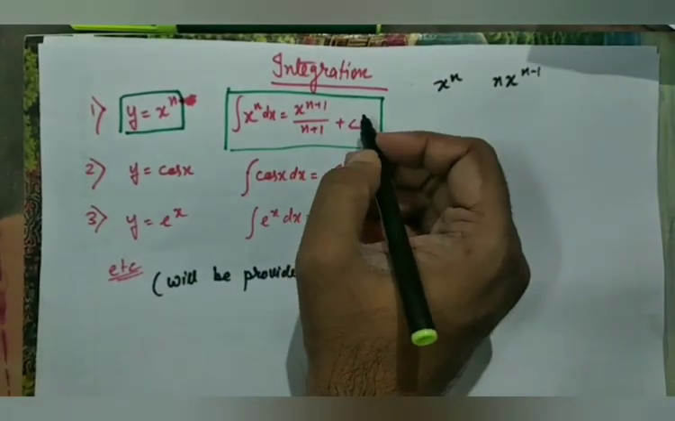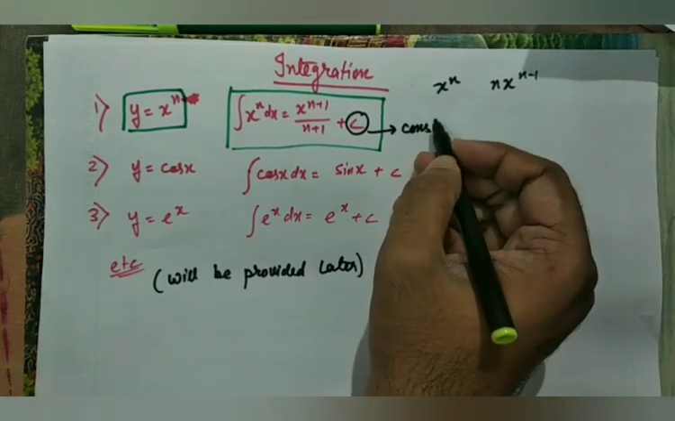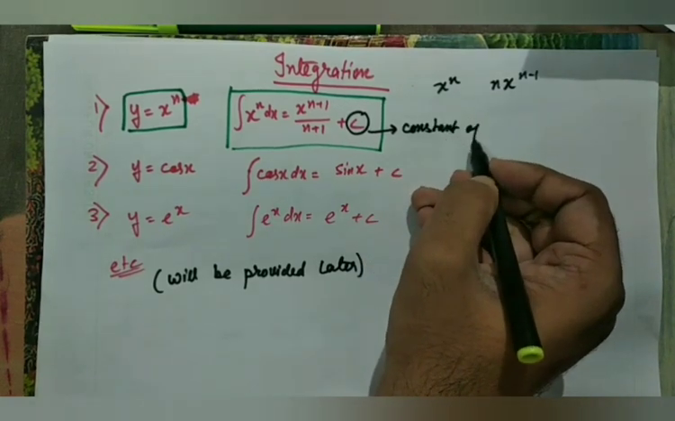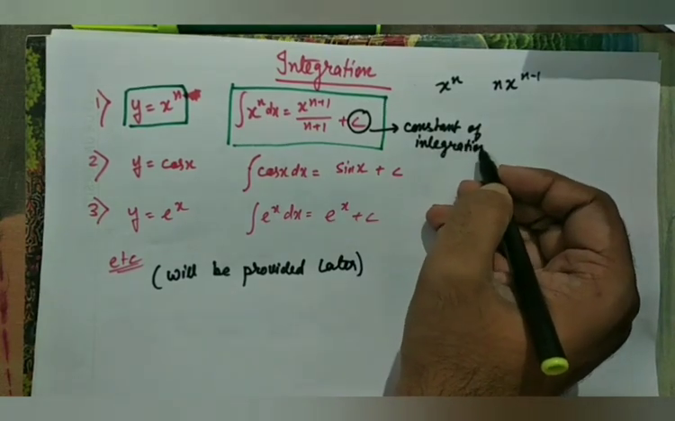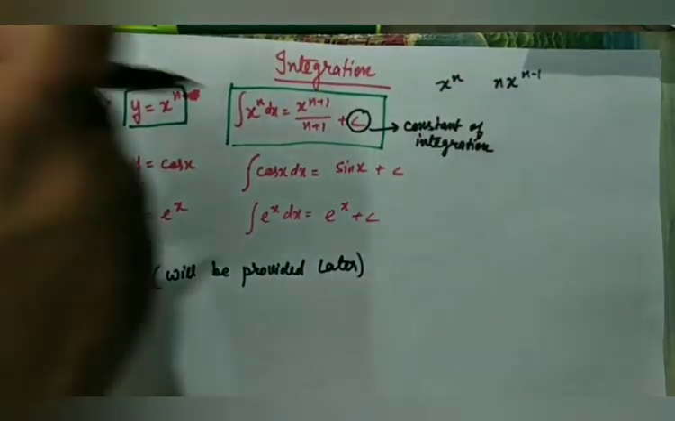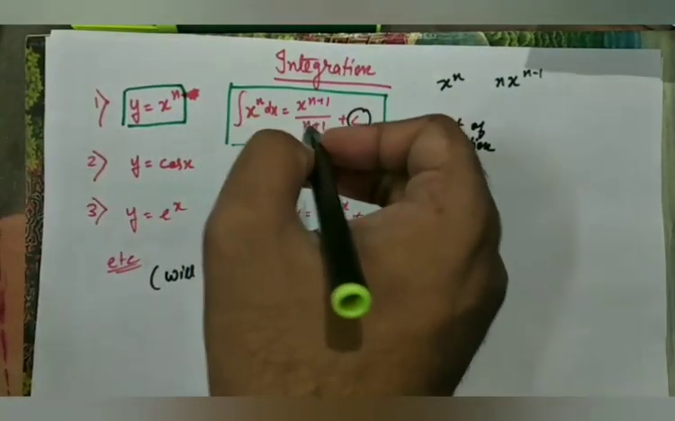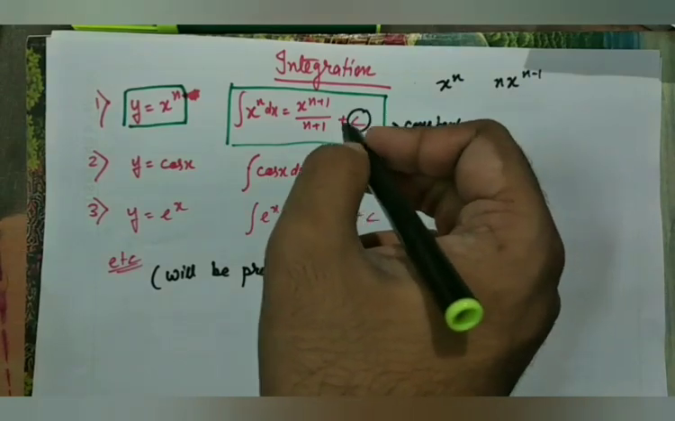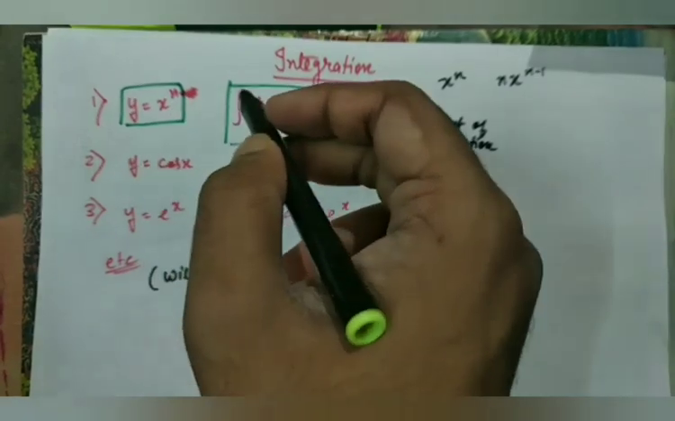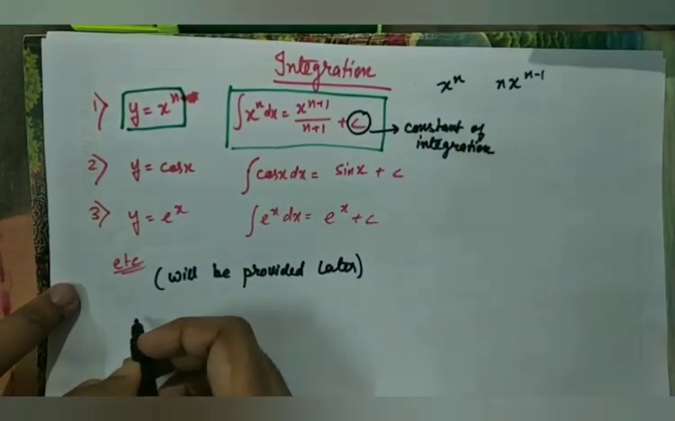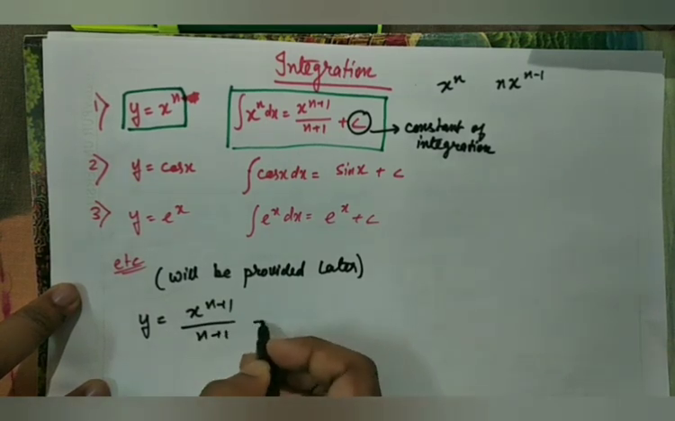Then what is this c? I can call it the constant of integration. This is coming because this is an indefinite integration, and whatever the value of c may be, if we differentiate it, it will become y equals x to the power n. For example, we have y equals x to the power n plus 1 divided by n plus 1 plus c.